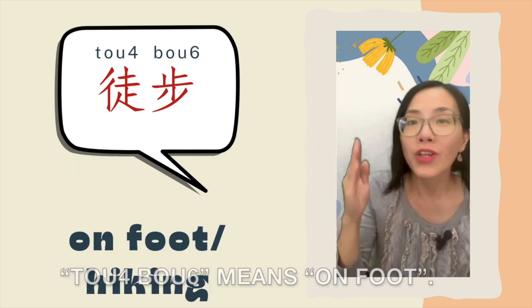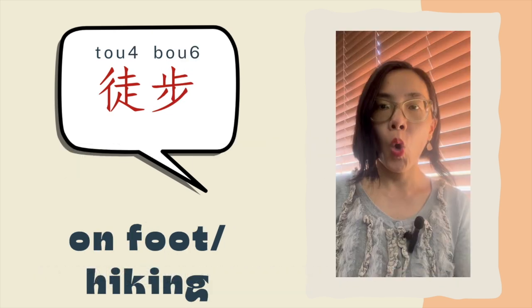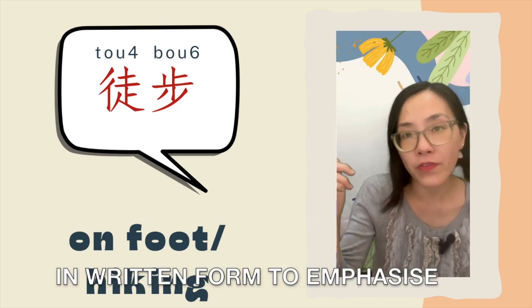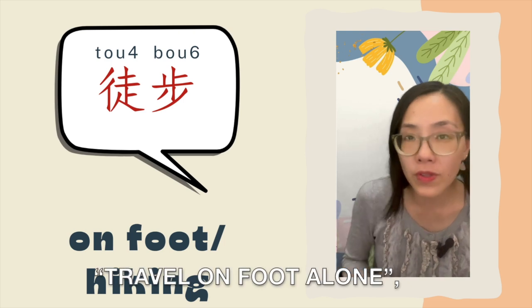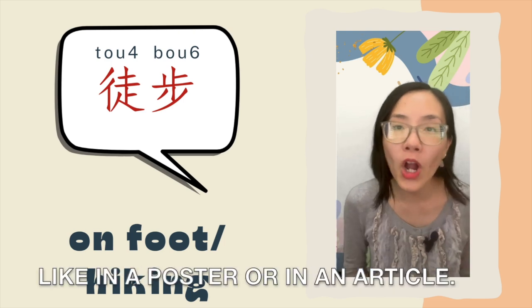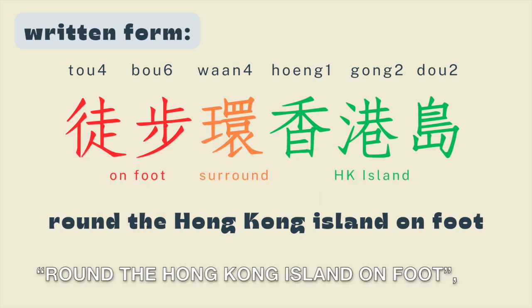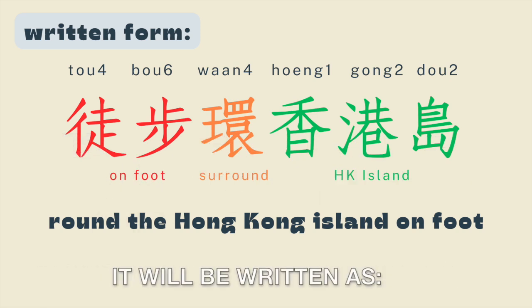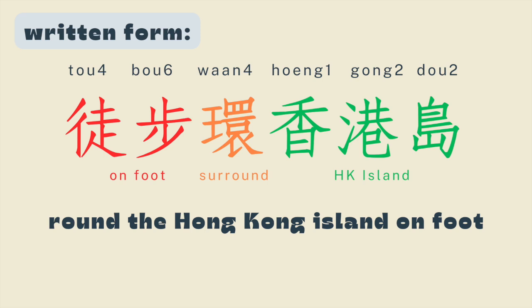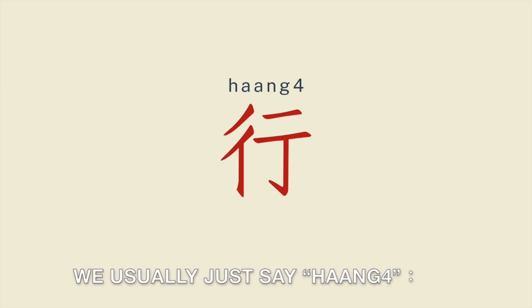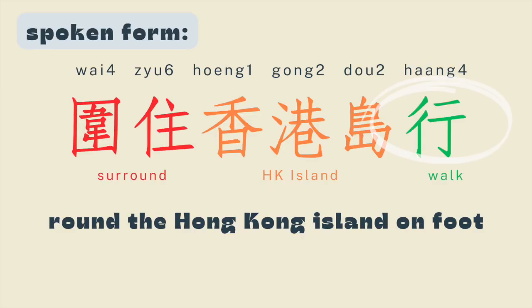For example, 徒步 means on foot. We usually use this word in written form to emphasize travel on foot alone, like in a poster or in an article. For example, to write round the Hong Kong Island on foot, it'll be written as 徒步環香港島. But in spoken form, we usually just say 行圍住香港島行.